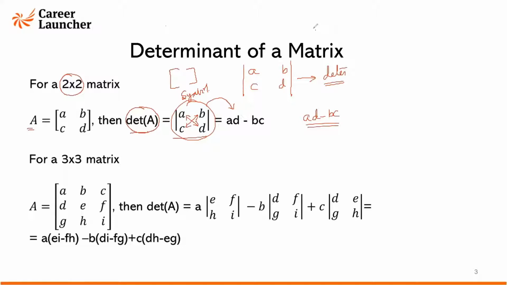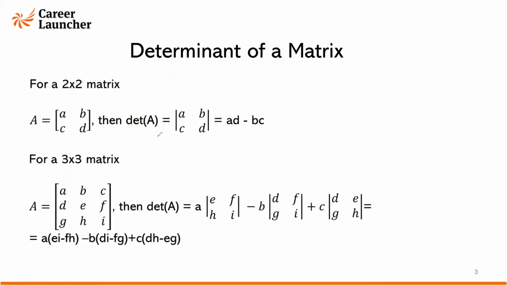Now, when you're talking about the determinant for a 3 by 3 matrix, it becomes a little bit more complicated than just taking the product and subtracting. Here, we follow a method called the cofactor and minor method. So first, I'll explain the meaning of a cofactor and the meaning of a minor. So let us take this matrix A, B, C, D, E, F, G, H, I, which is a 3 by 3 matrix.